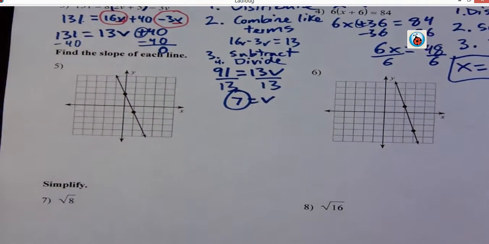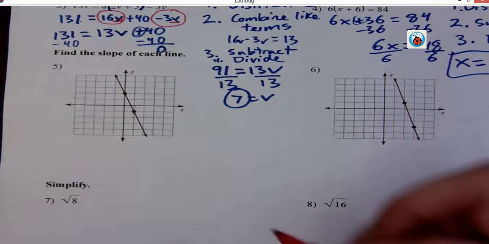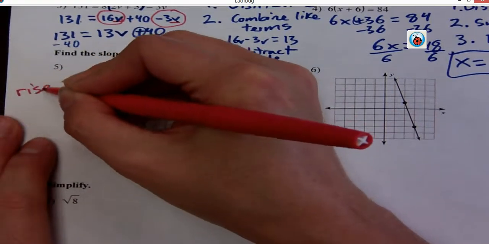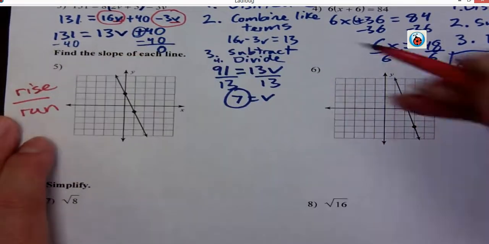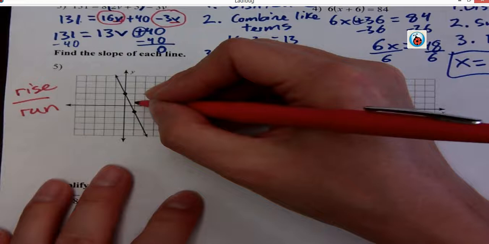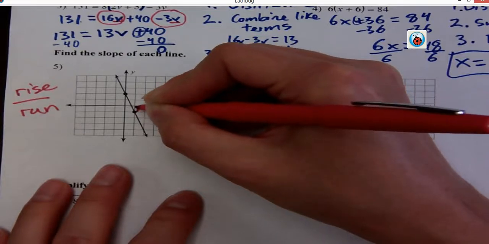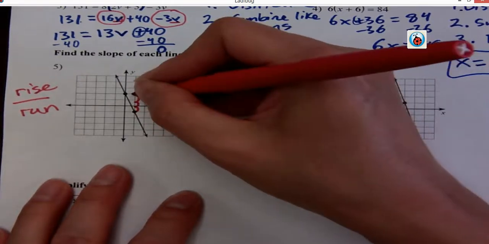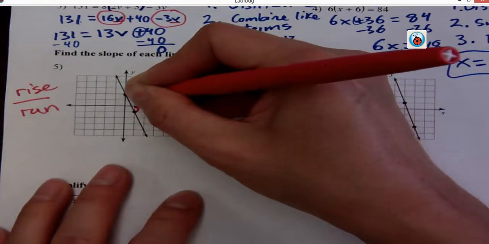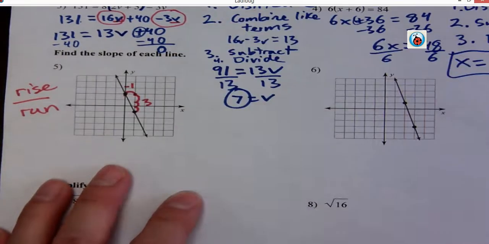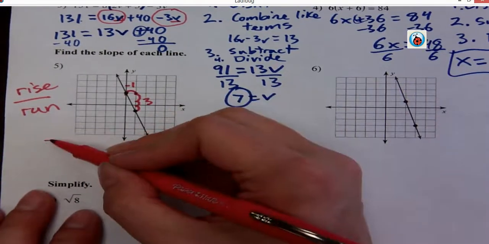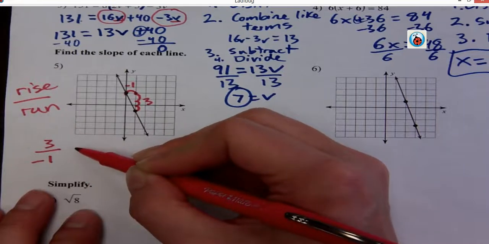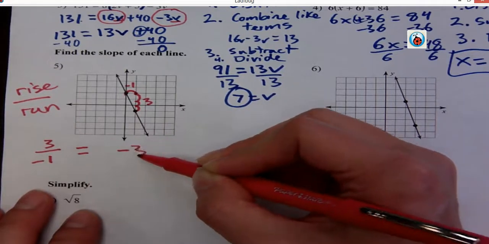Okay, so then our quick review of slope. Slope is just rise over run. And so you take the 2 points they labeled for you, and you count your rise. So 1, 2, 3. So I went up 3. And then my run here is a backwards 1, so that's -1. So then my answer would be 3 over -1, which simplifies to -3.